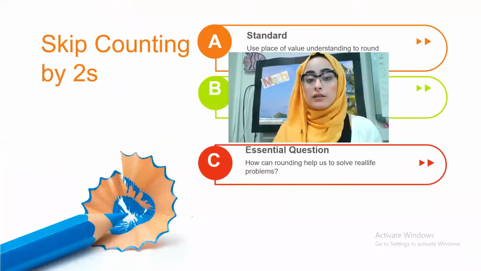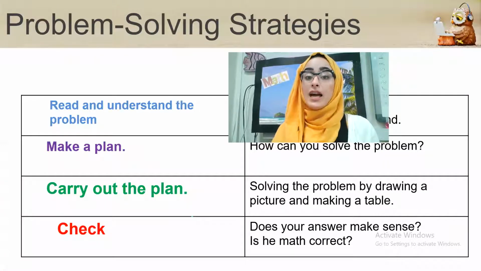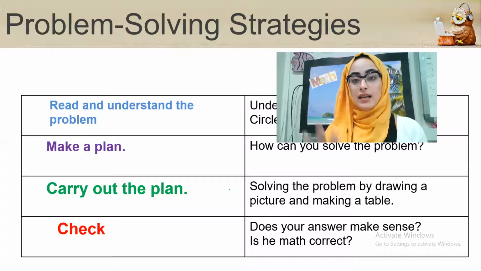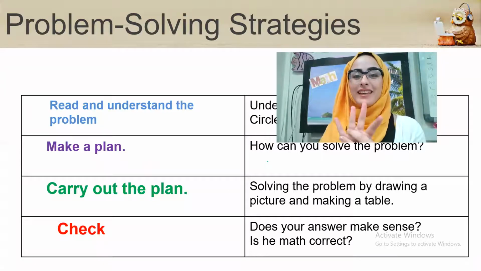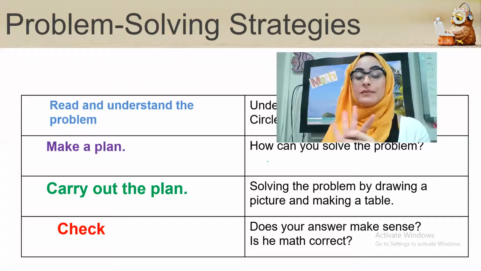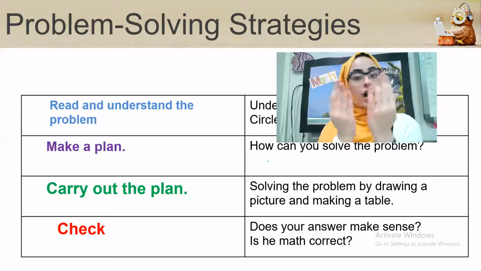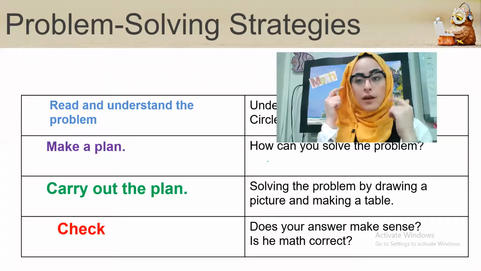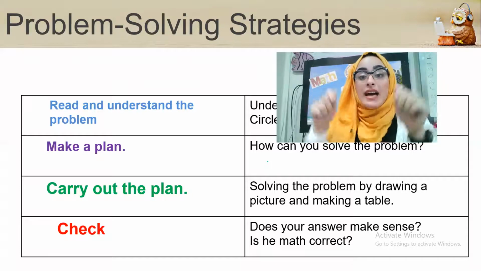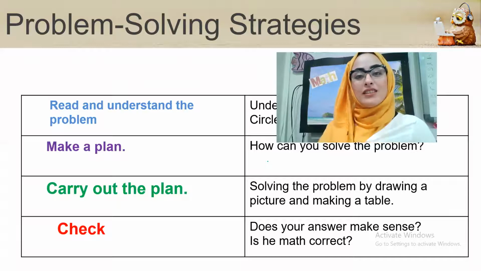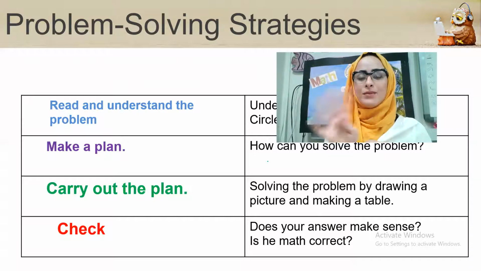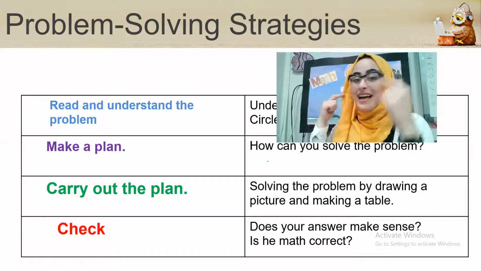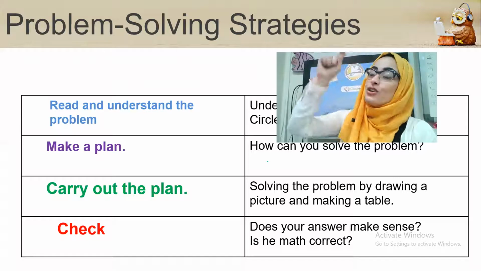Let's go now to the first page, but before that, here is my strategy for problem solving. I have 4 steps for problem solving. Read, understand. So I'm reading and understanding. Make your plan. Carry out the plan and check your answer. Say it again with me. 4 steps for problem solving. Read, understand, make your plan, carry out the plan, and check your answer.